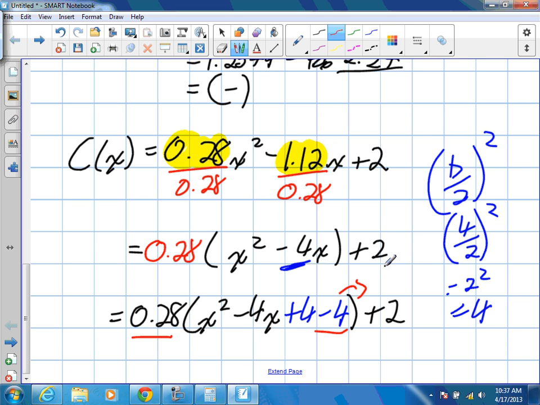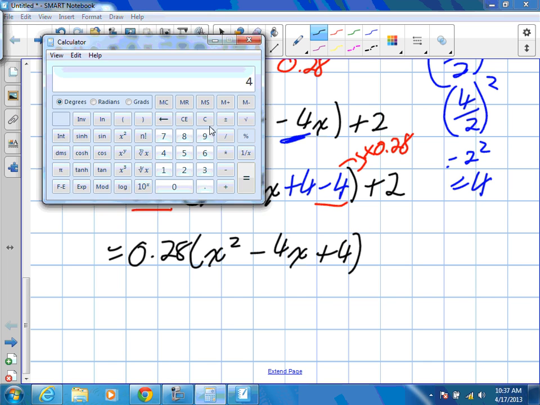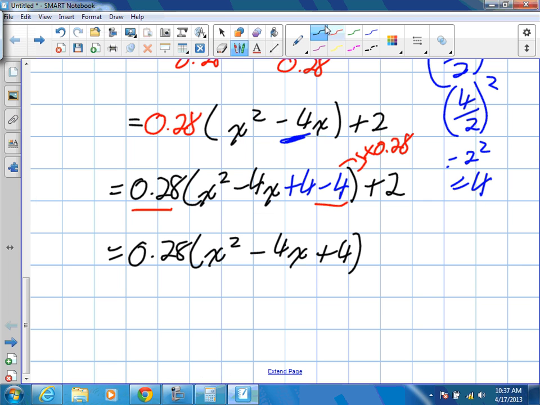Okay. Who can help me with a calculator here? What that's going to be? X plus 4. When it comes outside, 4 times 0.28, 1.12. What a surprise. And it is actually going to be negative 1.12 plus 2.